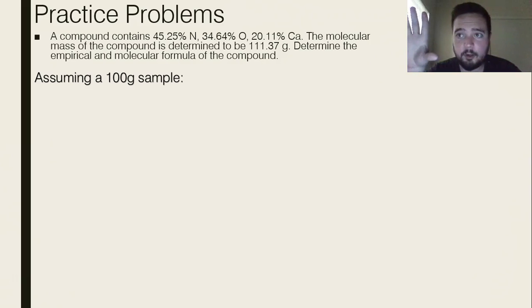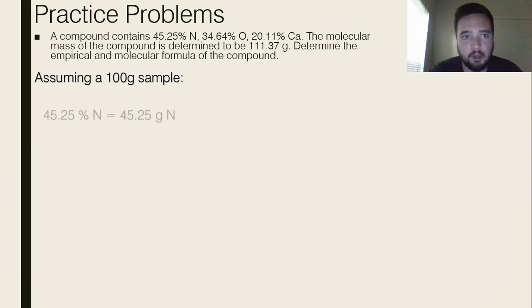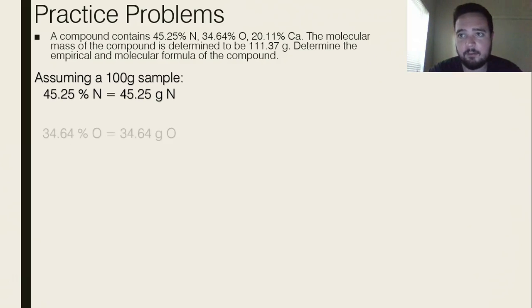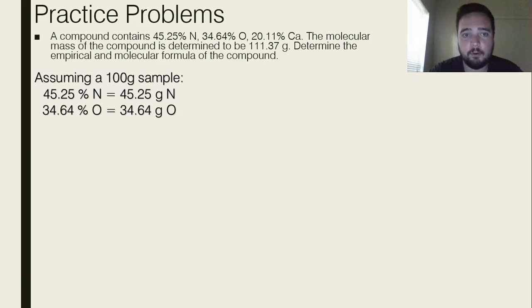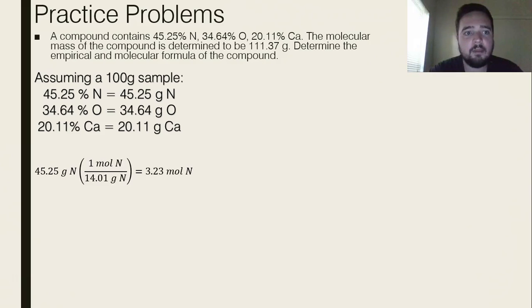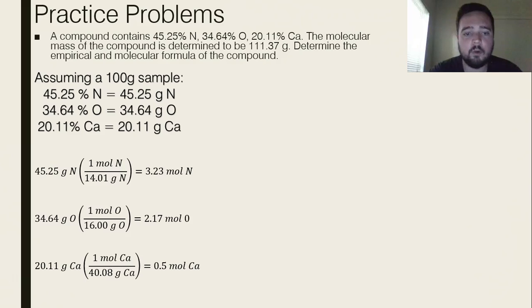I'm still going to assume a 100-gram sample because I need to calculate the empirical formula first. Assuming a 100-gram sample, I convert those percentages straight to grams. So 45.25 grams of nitrogen, 34.64 grams of oxygen, 20.11 grams of calcium. Then I convert them all to moles based off their molar masses, so I'm going to solve for the moles of each one.